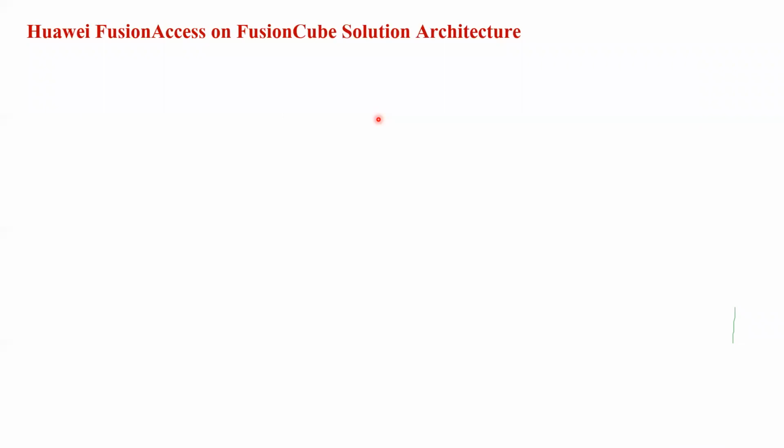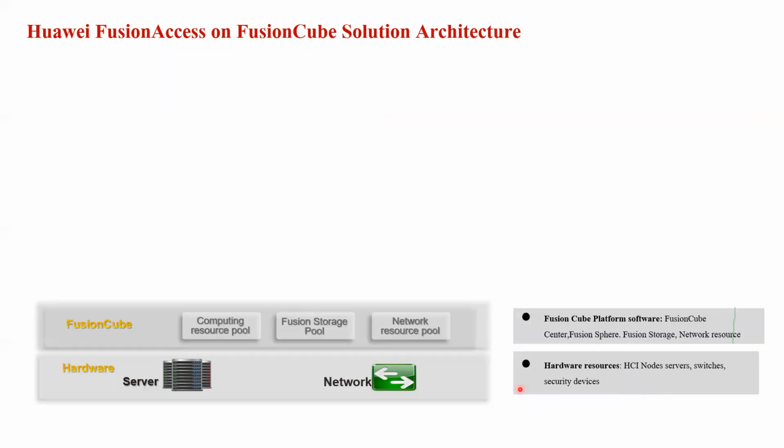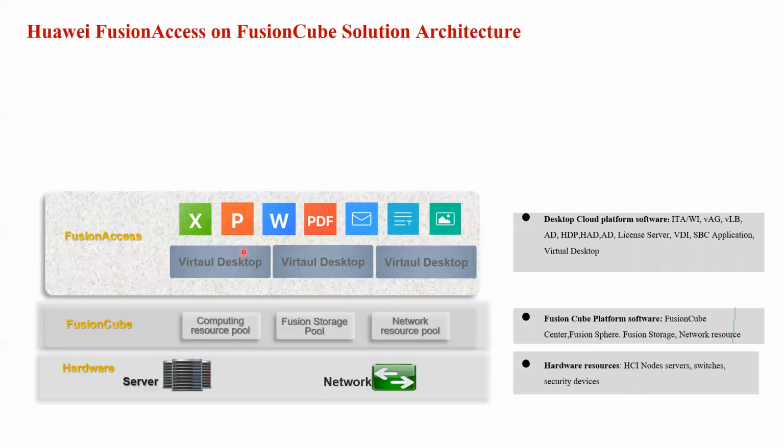Now the FusionAccess on FusionCube solution architecture. First we have the hardware layer. The hardware layer is servers or network devices. In servers, we have the HCI nodes. On top of this, the FusionCube layer. In the FusionCube layer, we have the computing resource pool, the FusionStorage pool, and the network resource pool. On top of FusionCube, the third layer is FusionAccess. This is the complete solution of FusionAccess over FusionCube.